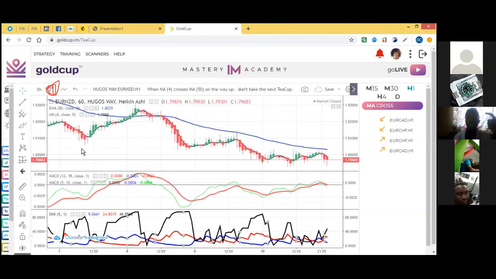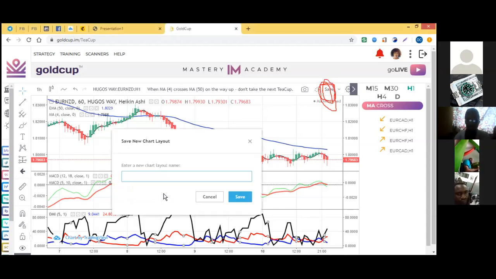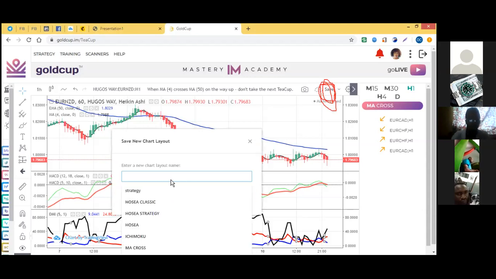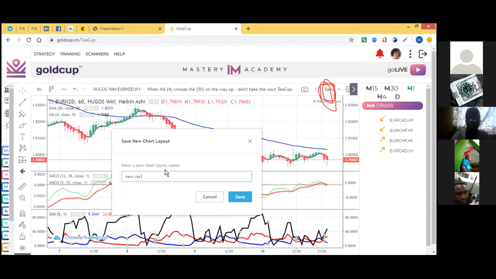So for you to be safe, just like the Harmonic scanner, you need to save this strategy, okay? You need to save the strategy, all right? You come to the save icon right here. You can see that on my right, where I am lighting right now, that is the save icon. You come there and then you click on it, and then it pops up this box for you, and then you put it there, MA cross strategy. All right, MA cross strategy. Once you do that, you save it.